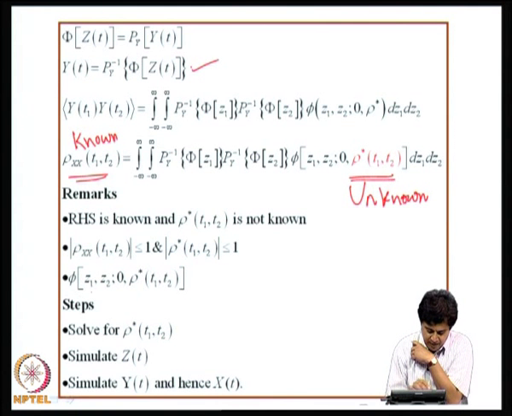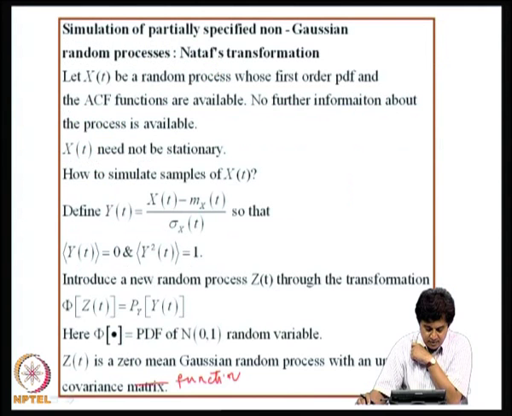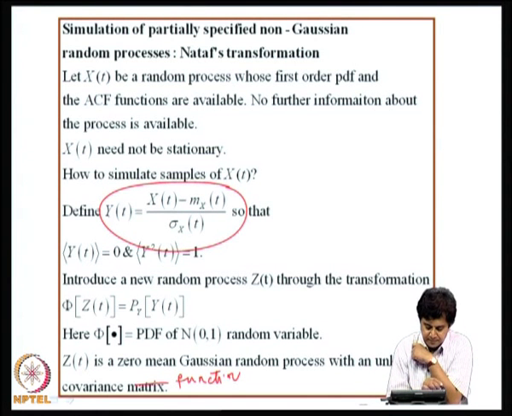Now, this step can be implemented. So, the steps involved in simulation would be: solve for rho star t1 comma t2, simulate z of t, then simulate y of t using this rule, and then go back and simulate x of t by using this rule. Okay. So, the computational steps involved are quite tedious, but in principle it is doable.